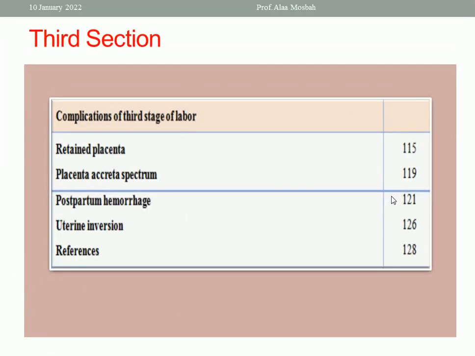Then the third section starts with complications of the third stage like retained placenta and placenta accreta spectrum, and postpartum hemorrhage and uterine inversion. Of course, we are talking here about the acute inversion, which develops immediately postpartum or during the early days of puerperium, and it ends with references at page 128.